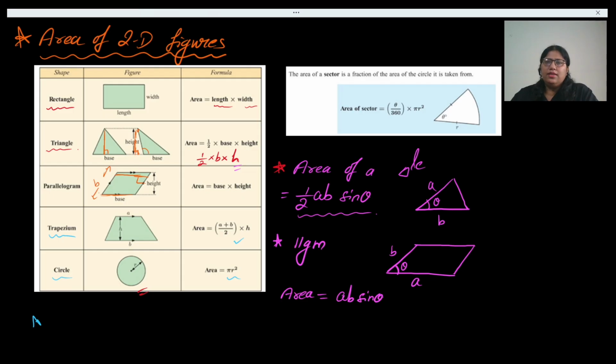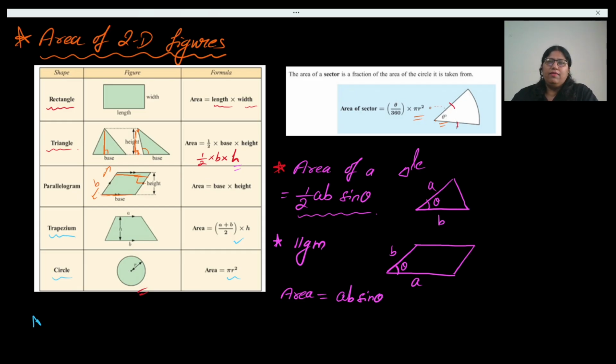This is called a sector: the area enclosed between two radii and one arc. Now, if I need to calculate this area, I must know the angle theta between those two radii. So the area is theta by 360 times pi r square.